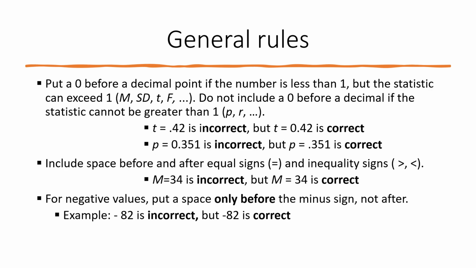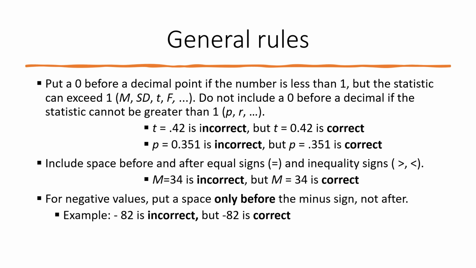Whether or not you put a 0 before your decimal depends on what is being measured. If the statistic can exceed 1, like means, standard deviations, or t-tests, which is the example on the slide, put a 0 before the decimal. But if the statistic cannot exceed 1, like with a Pearson r in which 1 is a perfect correlation and you can't go beyond that, do not put a 0 before it.